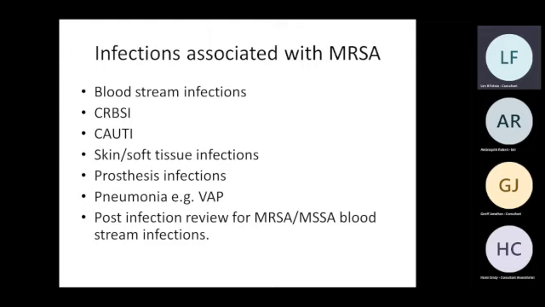It can cause pneumonia, more likely to be a VAP compared to, say, a community-acquired pneumonia, because this is a healthcare-associated infection. And if we get either an MRSA bloodstream infection or a Staph aureus bloodstream infection, then we will do a post-infection review for that patient.